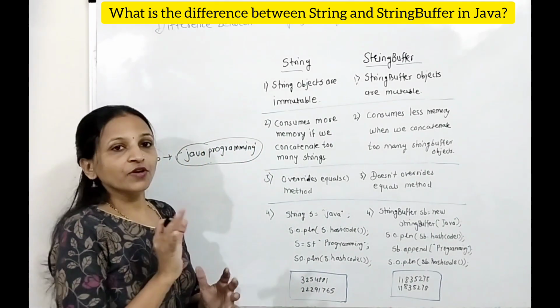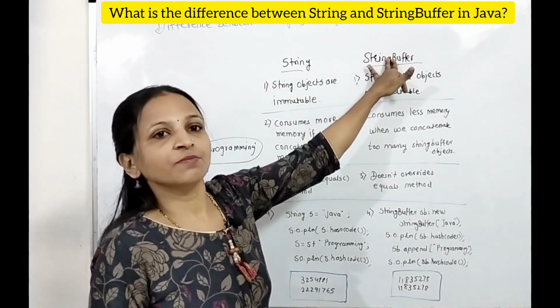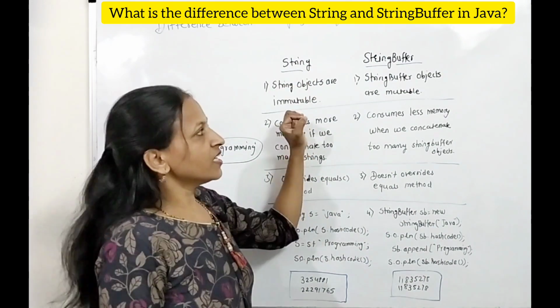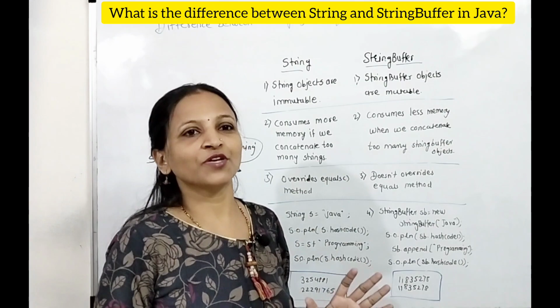Now you have the whole idea about what is String and what is StringBuffer exactly. Always keep in mind, String objects are immutable and StringBuffer objects are mutable.